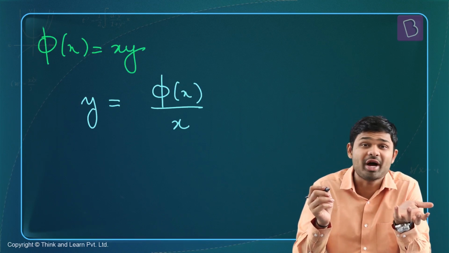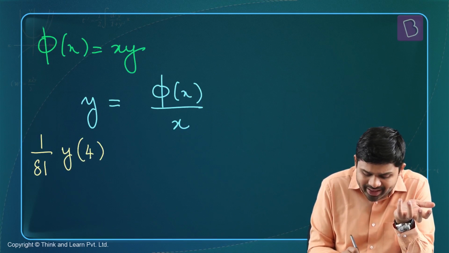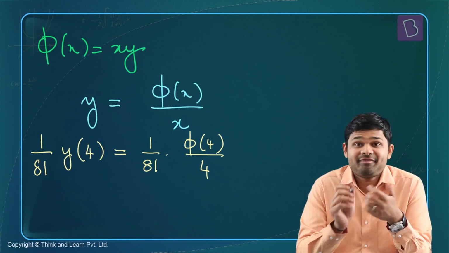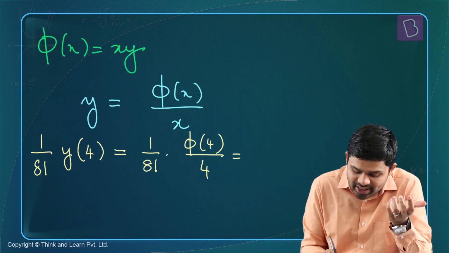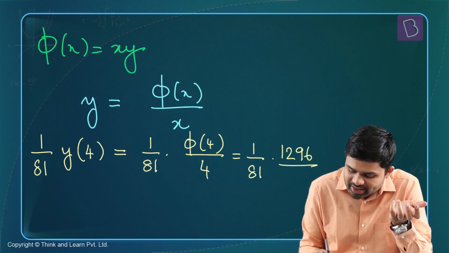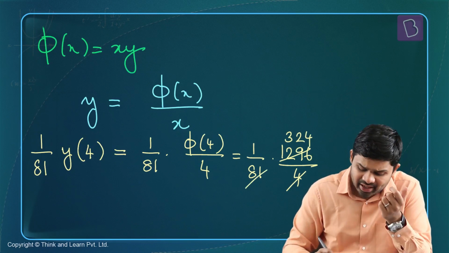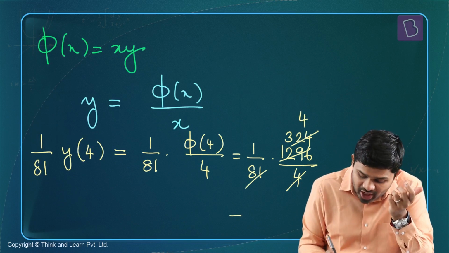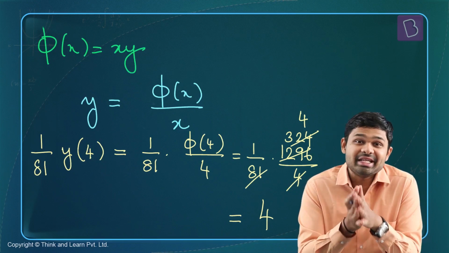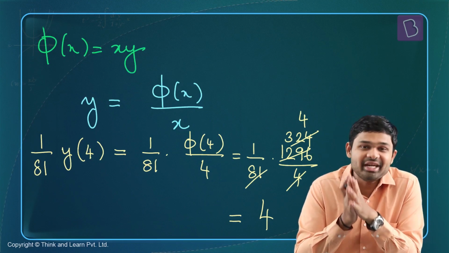Now I need to find out what the value of y of 4 is. In fact, I need to find out 1 divided by 81 y of 4. That's nothing but 1 divided by 81, phi of 4 divided by 4. Phi is a function which gives a value of phi of 4 to be equal to 1296. So I have 1 divided by 81 into 1296 divided by 4. 4 ones are in 4, 324 times in 1296. 81 ones are 81, 4s are 324. So the correct answer to this integer type of question is 4. A rather beautiful question, but it really requires you to have an eye for patterns in differential equations. Without that, it's pretty difficult to solve this question.